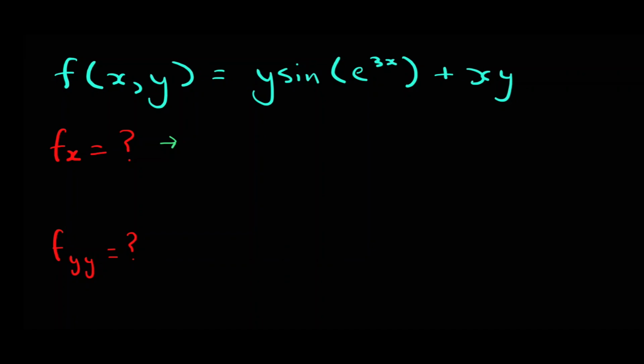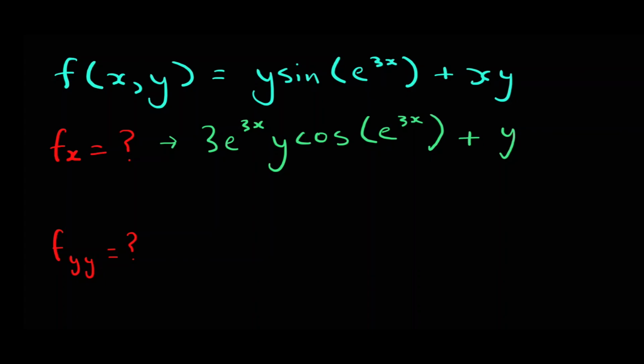So for the first term, we need to multiply by the derivative of e to the power of 3x, because that's just how you get the derivative of trig functions. And also the derivative of sine is cosine. So it's going to end up being 3 times e to the power of 3x, y, cosine e to the power of 3x. And then for the second term, x times y, because x is to the power of 1, it's going to disappear, and it's just going to be y. So that's the partial derivative with respect to x.